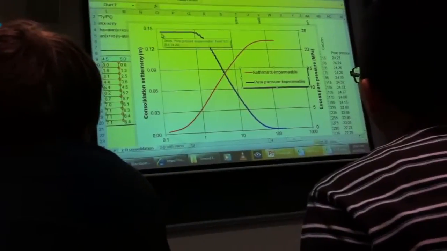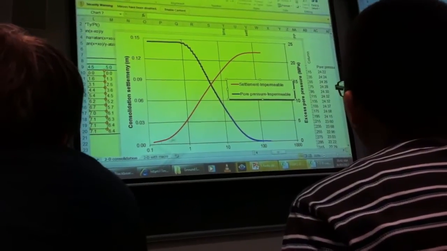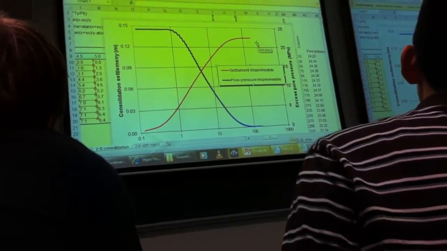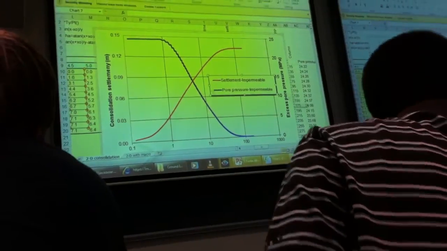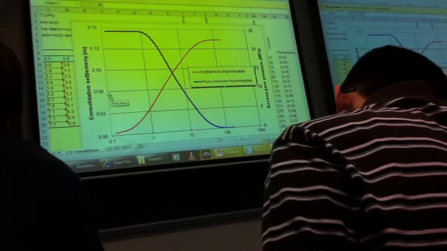This is the variation of pore pressure with time and variation of sediments with time. All right? On one side we have pore pressure, on the other side we have consolidation sediments.